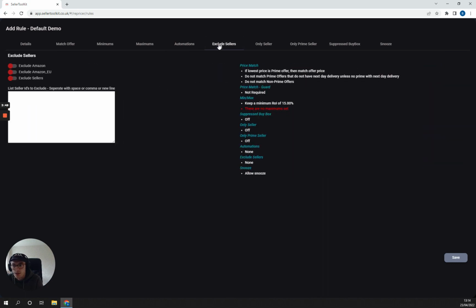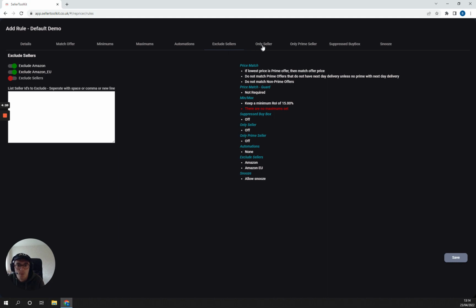Exclude sellers, so you want to exclude Amazon and Amazon EU, just so if they jump in stock at a very low price, which happens sometimes, your repricer doesn't just nuke down to its minimum. You can also exclude individual sellers using their seller ID. So yeah, I know some people do the sellers that are in anti-tank automation, which you may want to do, so that you don't follow the tankers down. But yeah, that's up to you.